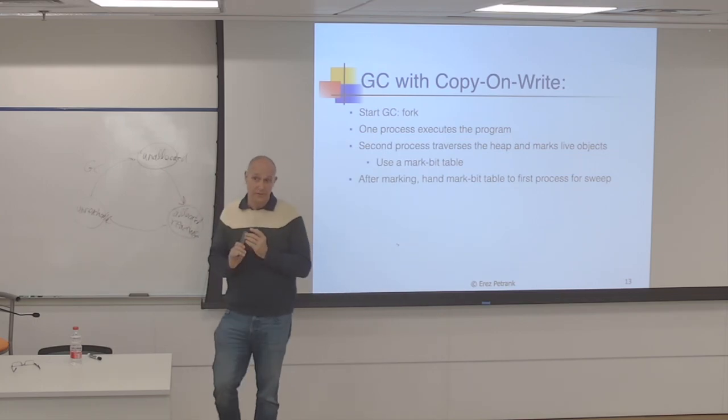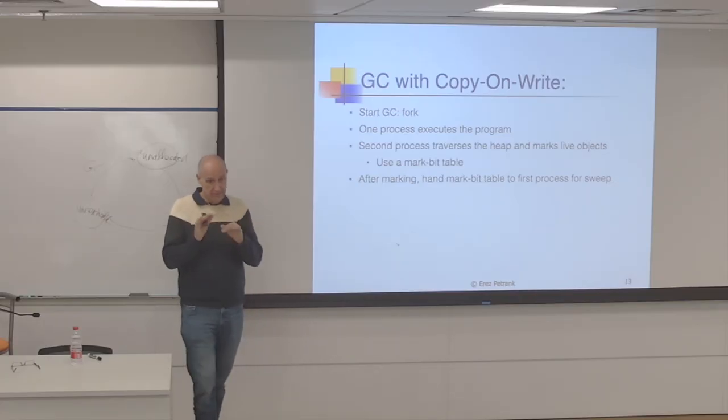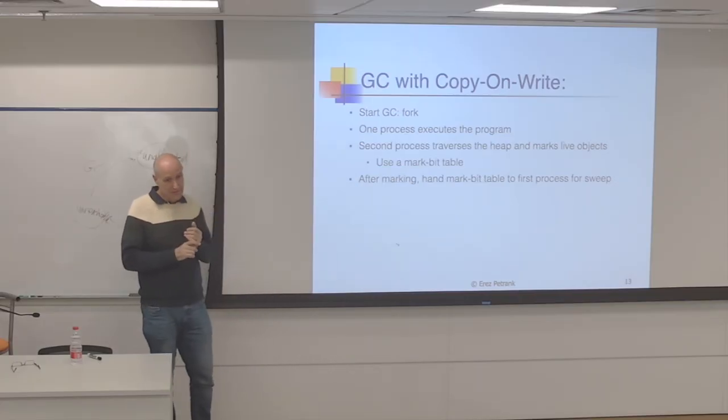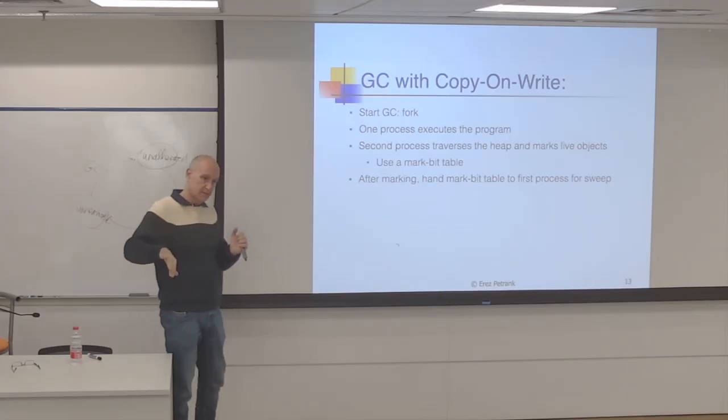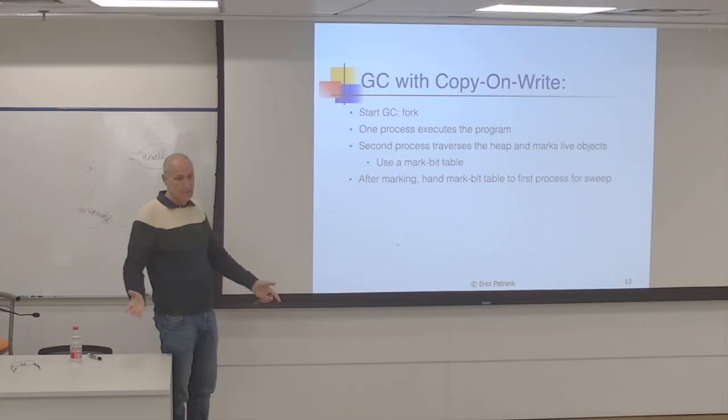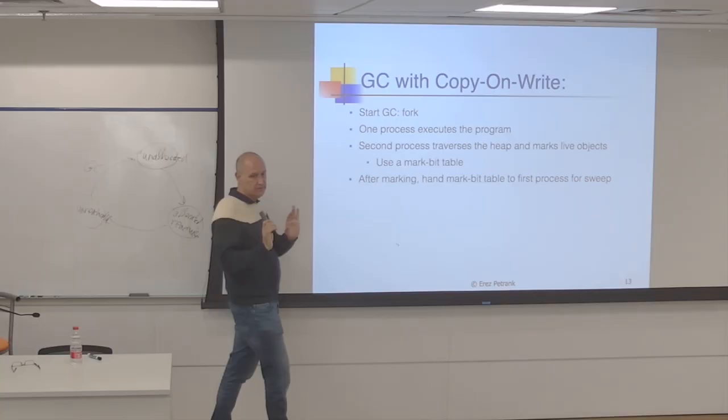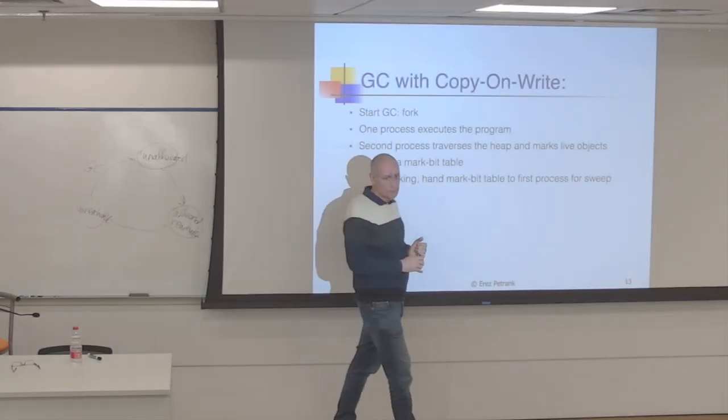So the garbage collector, if you think of it, never changes the heap, right? So in fact, nothing happens on its side. It just has this mark bit table that it builds, and then it has to somehow transfer it to the program, but it just traces the heap as it was.